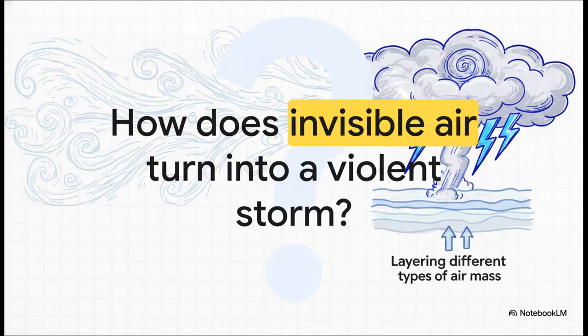It's kind of wild to think about, right? How does perfectly invisible air turn into a violently destructive storm? Massive thunderstorms don't just appear out of nowhere. They actually begin with a very specific recipe of completely invisible atmospheric ingredients. Well before you even see a single gray cloud in the sky, the atmosphere is already setting the stage, layering different types of air masses on top of one another to create this volatile, invisible powder keg.